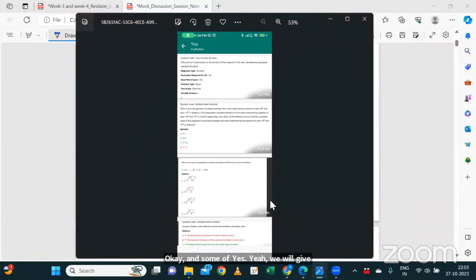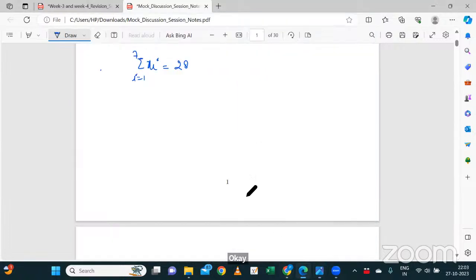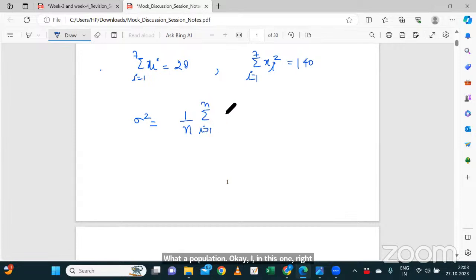Okay, the sum of their squares is 140. So what is the meaning of the sum of their squares? The sum of the square of each xi, the summation of xi square, right? Correct. Now, this is the formula for population variance. Let us expand this formula.